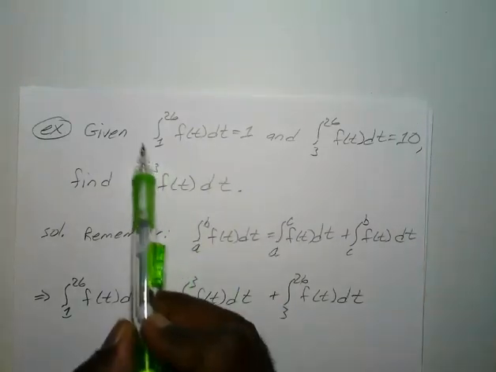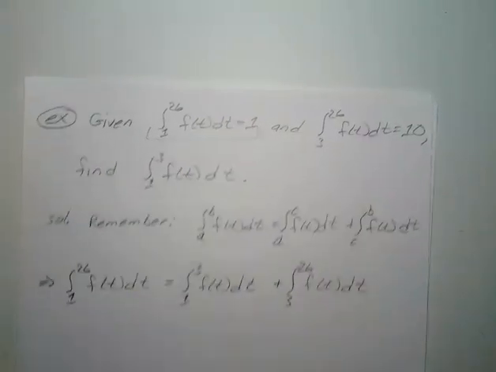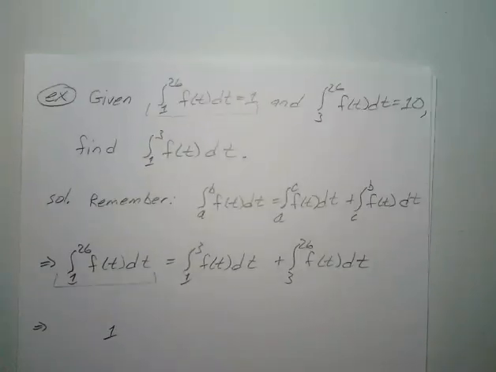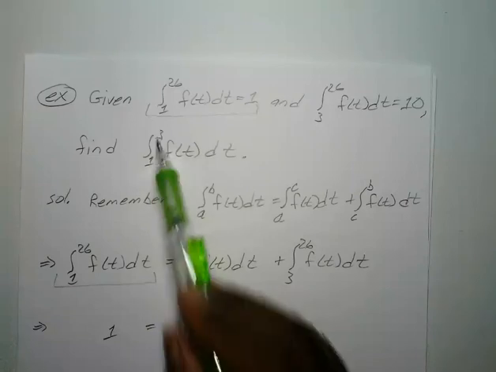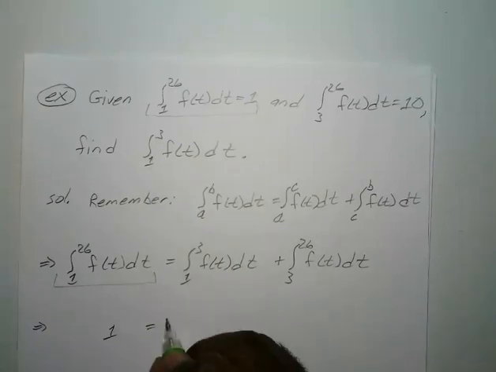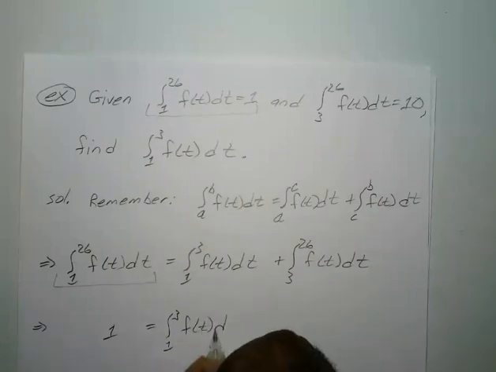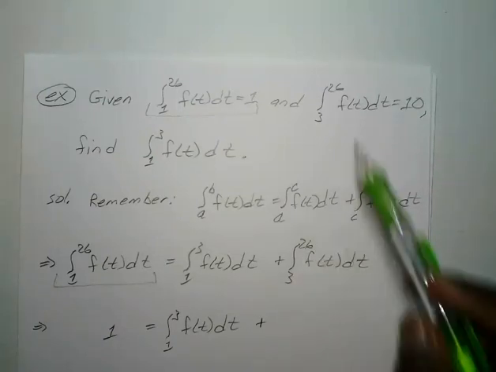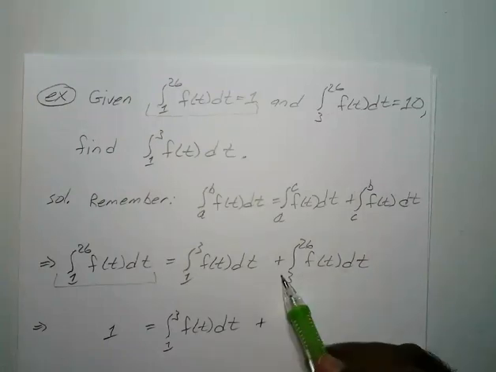All right, so we know that the integral from 1 to 26 is equal to 1. So that means the integral from 1 to 26, that's 1, is equal to the integral from 1 to 3. We don't know that one yet, so we're just going to write that down. The integral from 1 to 3 of f of t with respect to t, plus the integral from 3 to 26, we know that's equal to 10. So this is equal to 10.